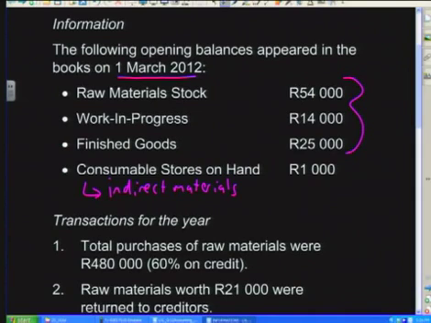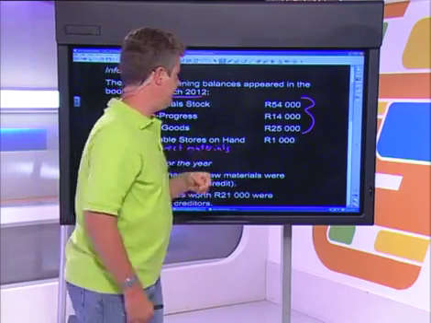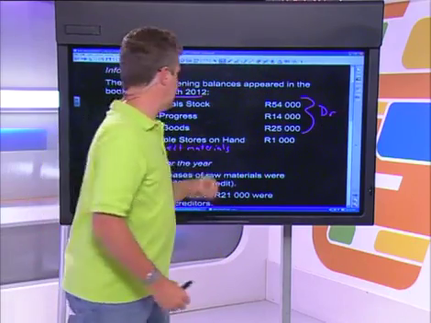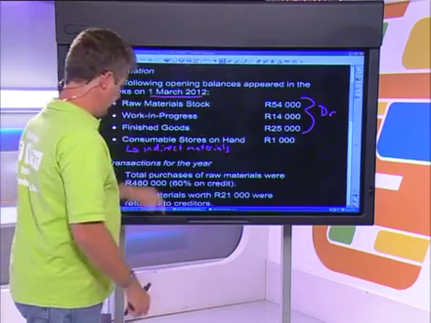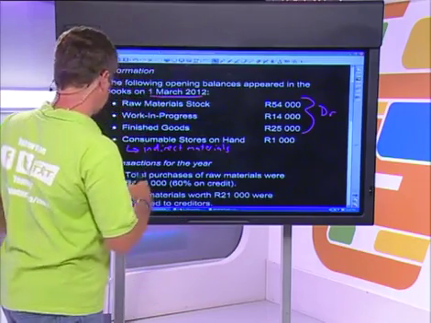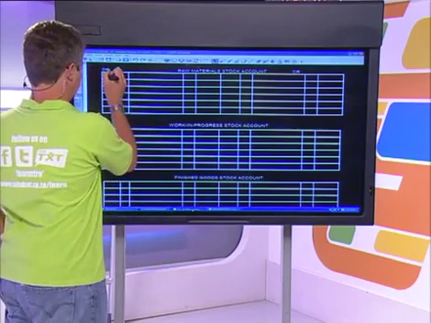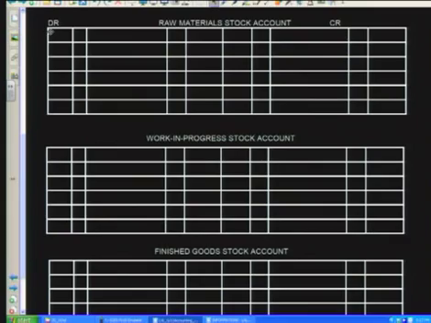If you've been concentrating on what I said earlier, I'm sure you'll know very easily on which side to put them. We said that all of these three stock accounts were assets, so we should know that all of these three will have opening balances on the debit side of their various accounts. So let's go and stick them in. They were the 1st of March 2012. So if we go here to our raw material stock account, we'll put the date. It's March the 1st.